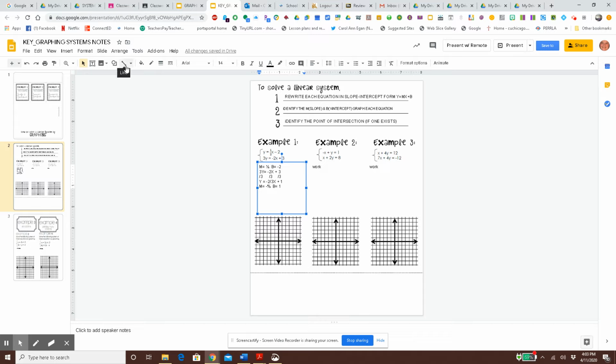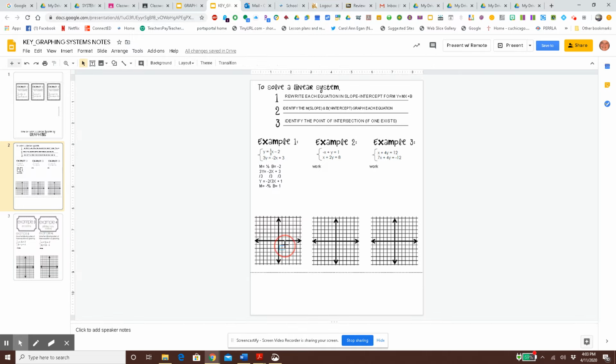So I'm going to go ahead and grab a line. Up here, I just select a line. And I'm starting at negative 2, and I know I'm going up 1 and over 3. I don't know if it's going to let me do that.